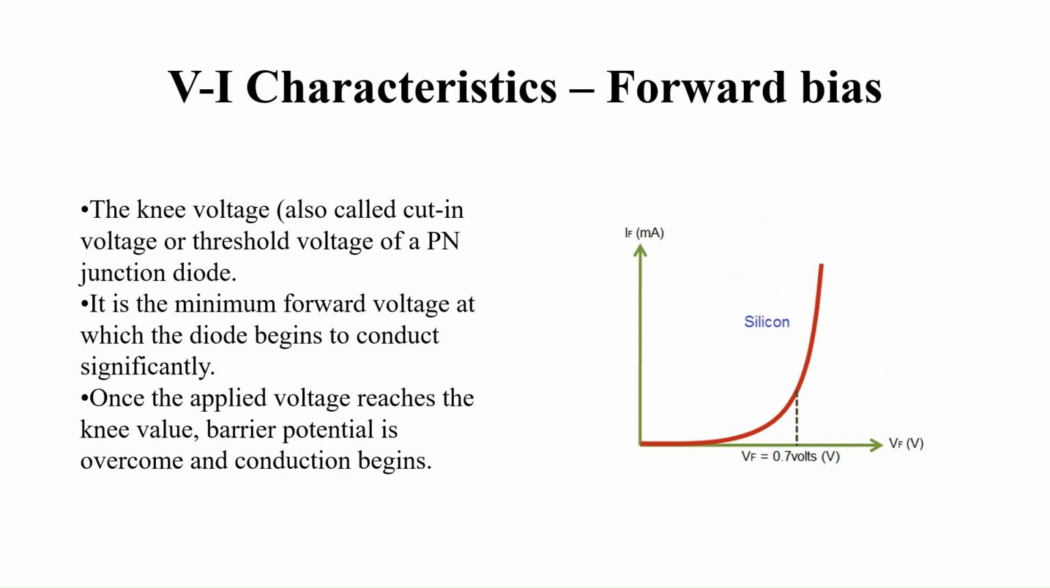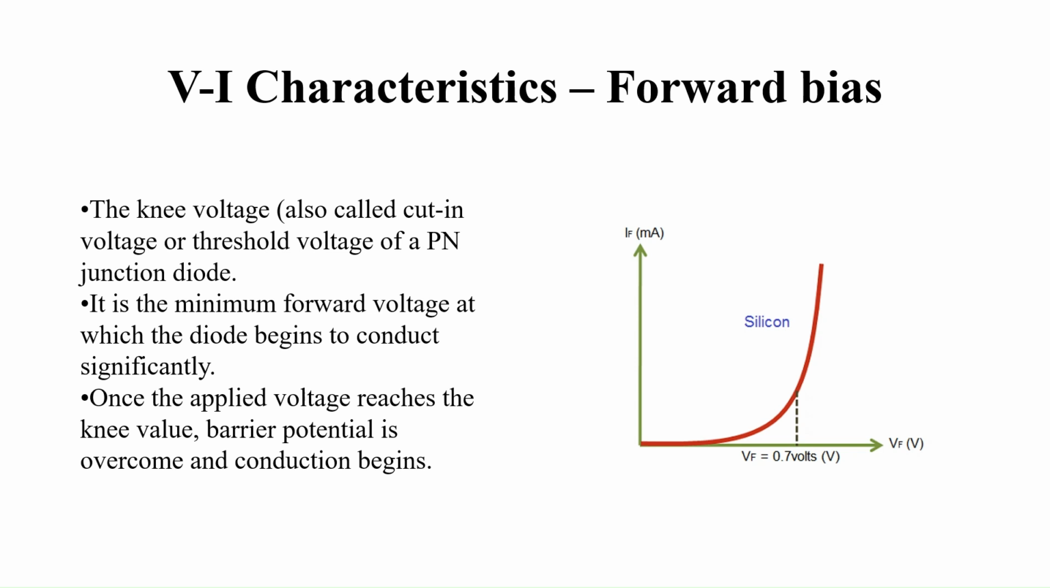This is the graphical representation of the PN junction diode at forward bias. The x-axis denotes forward voltage and the y-axis is forward current. When the voltage increases up to less than the barrier voltage, there is no current flow. The barrier voltage of silicon is 0.7 and of germanium is 0.3. When it crosses this barrier voltage, the diode starts to conduct and the current flows.